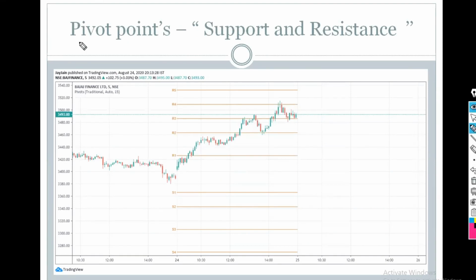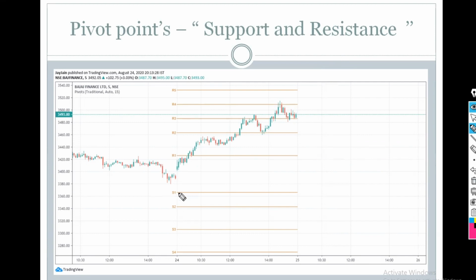Now we talk about pivot points. Now, what are pivot points? Basically, pivot points are automated support and resistance on the chart. If you see over here, we had the central pivot range, in which we also have that pivot line and then the top pivot line and the below pivot line.